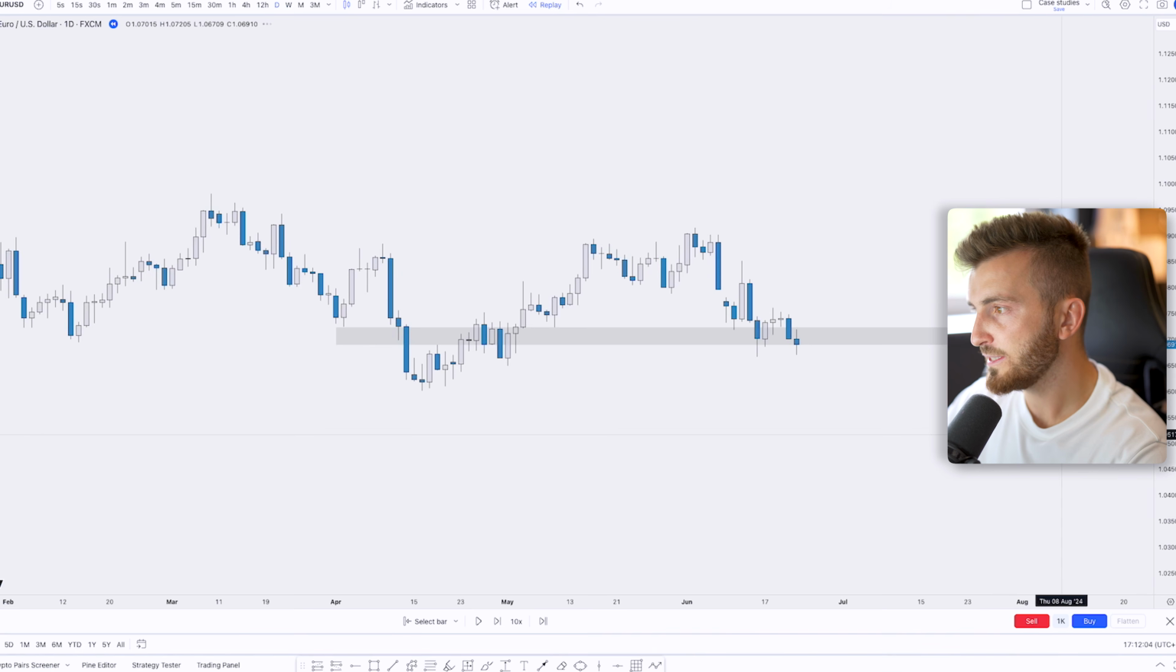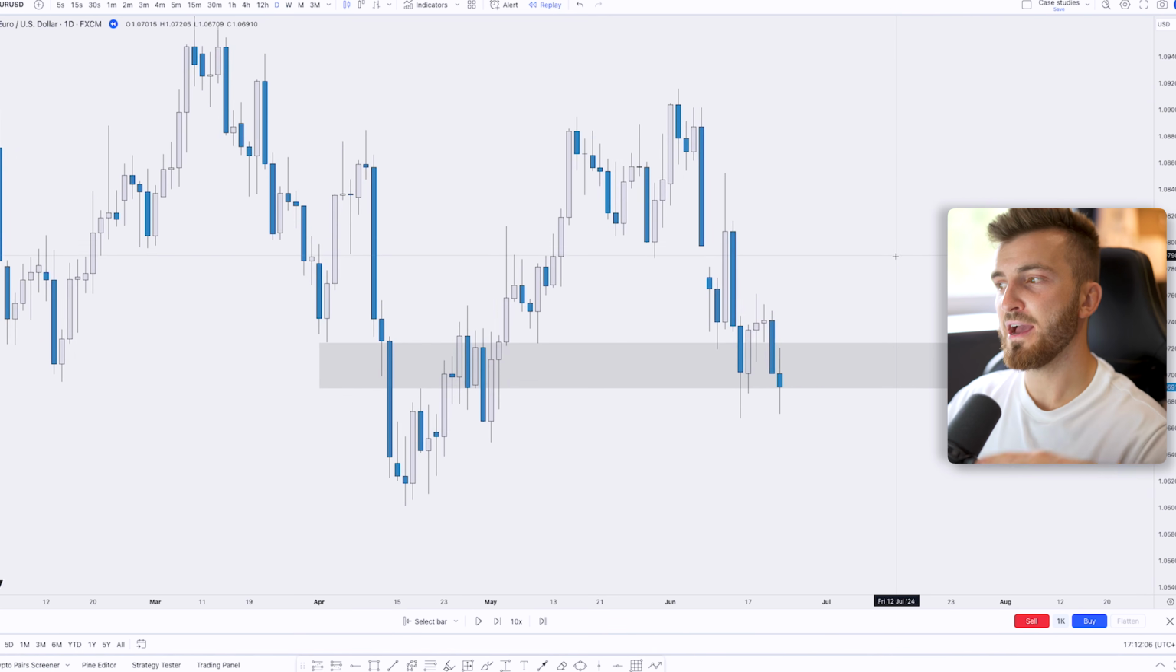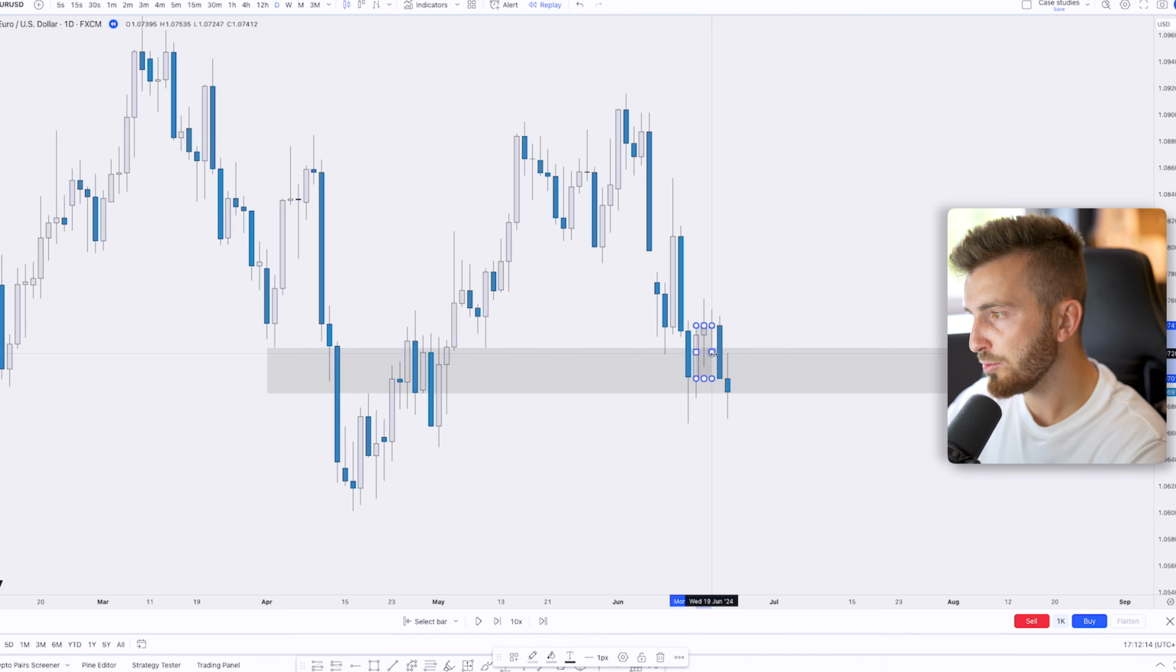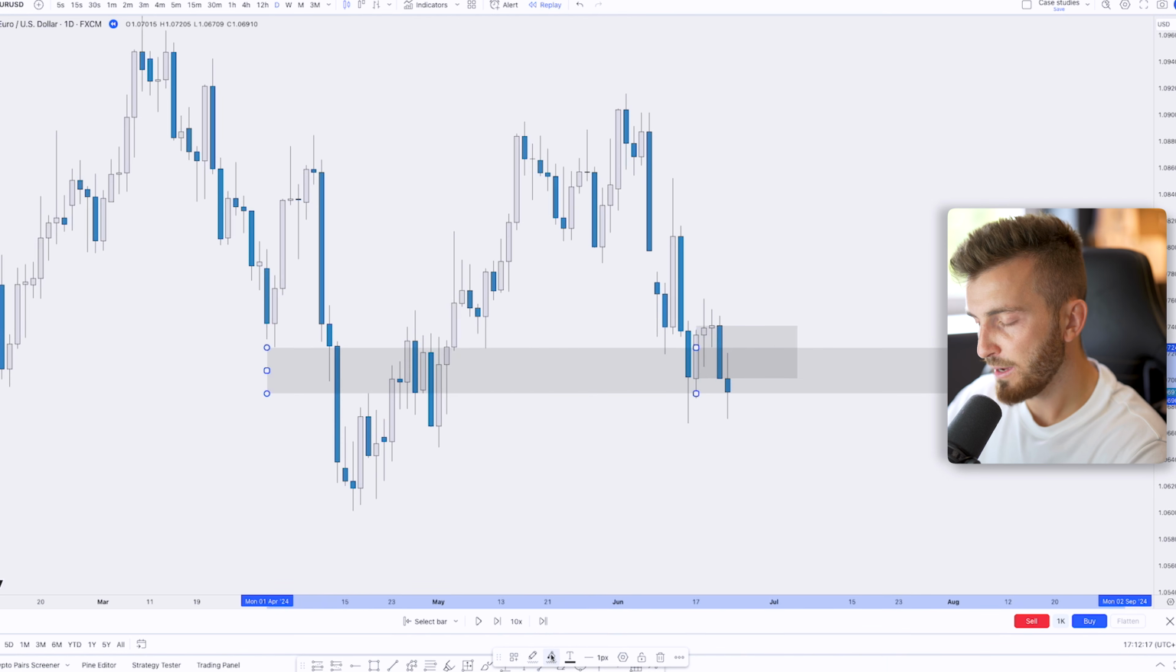So now onto the daily. On the daily, this is where we have way more clarity, because on the daily, we can already see that we formed a bearish order block right here. So let's reduce the opacity on this one.